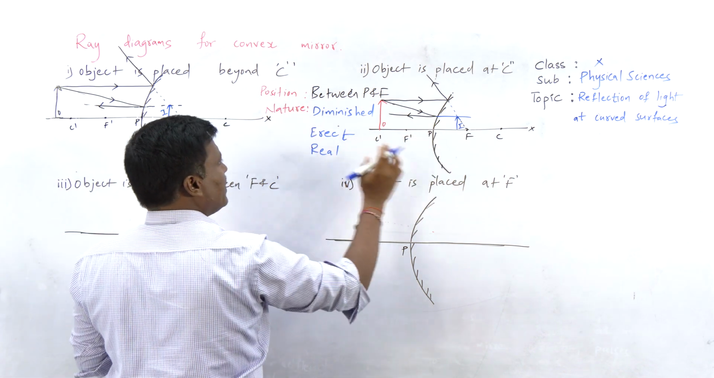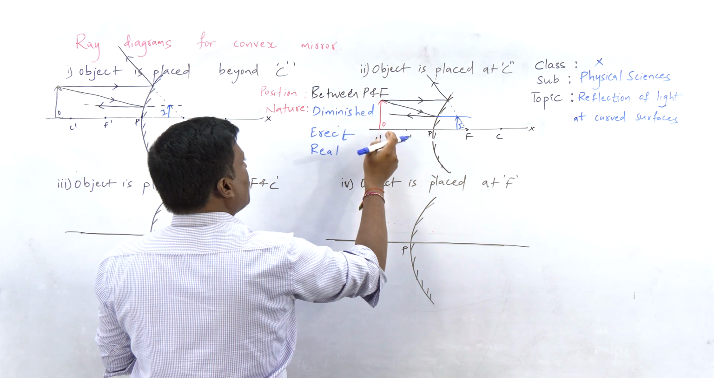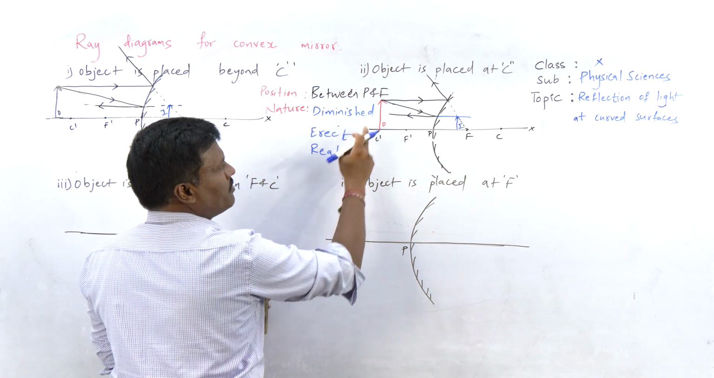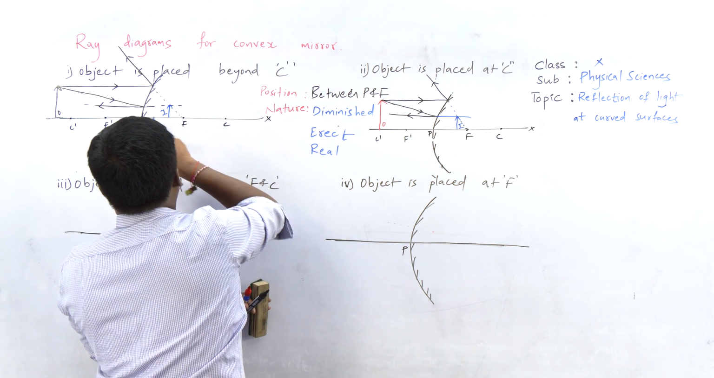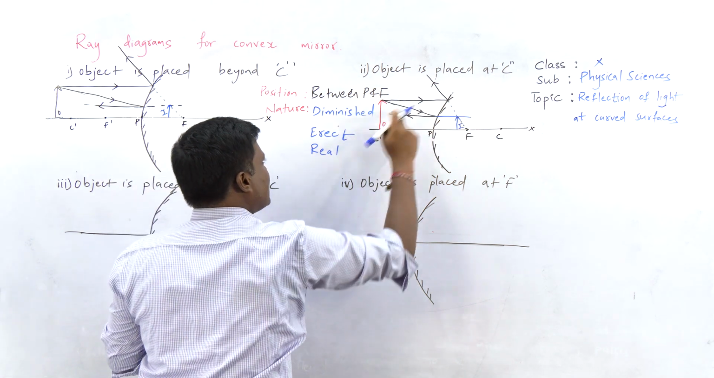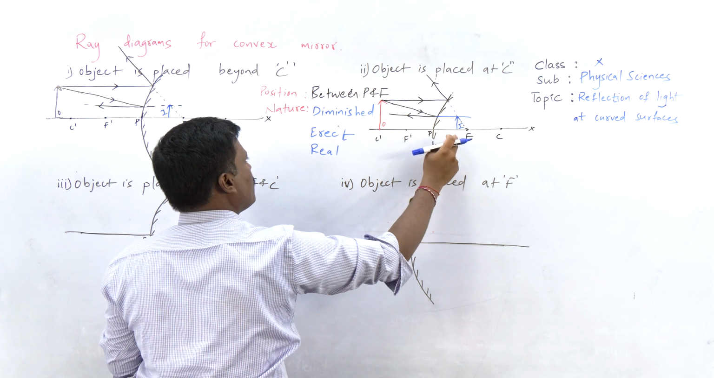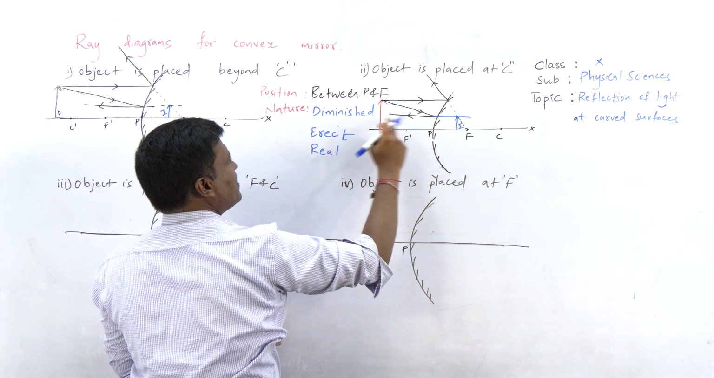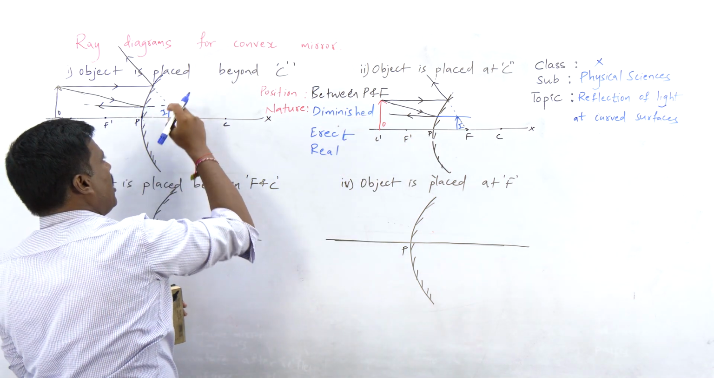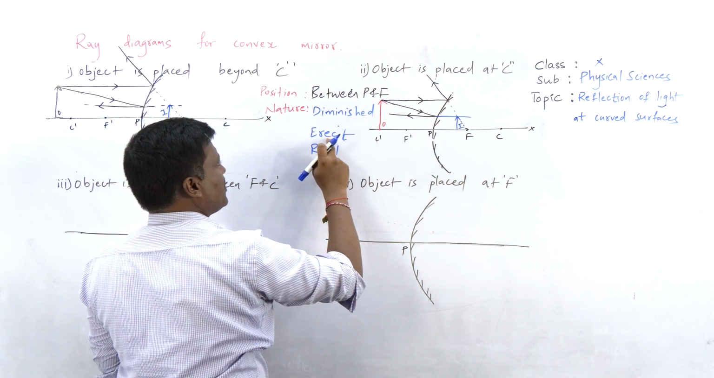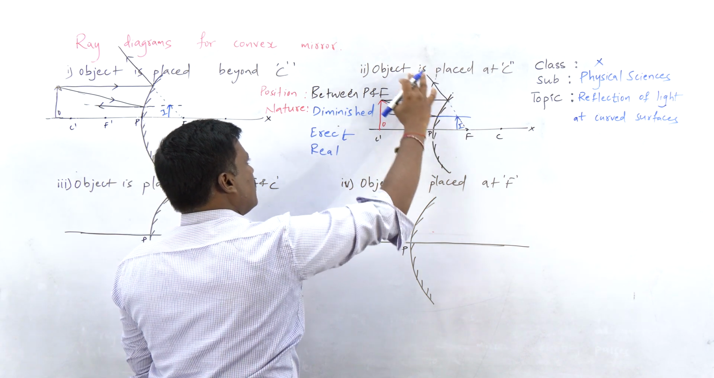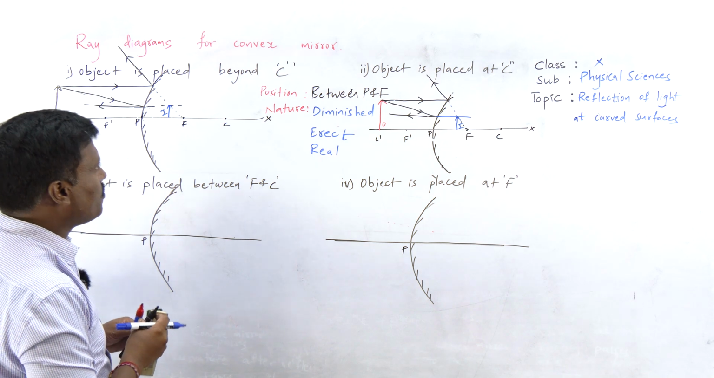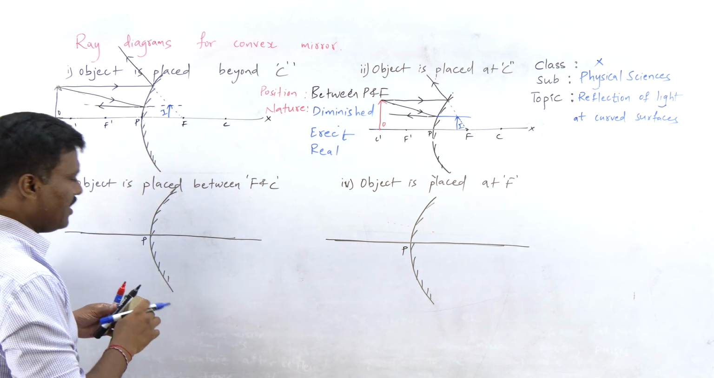In the first position, the object is placed beyond C, and the image is formed between pole and focus. Object is beyond C, image is formed between pole and focus. Object is at C, also the image is formed between pole and focus. When the object is beyond C, the image is diminished. Now also you see the image is diminished. Here the image is upright, here also the image is upright, erect. Here also the image is formed behind the mirror, real. The characteristics are the same. Even if the position of the object changes, the characteristics are the same.